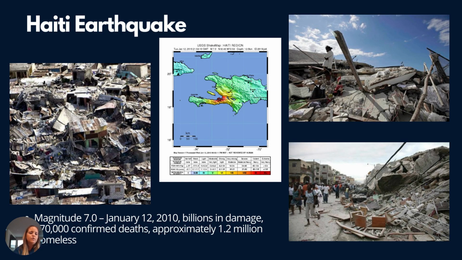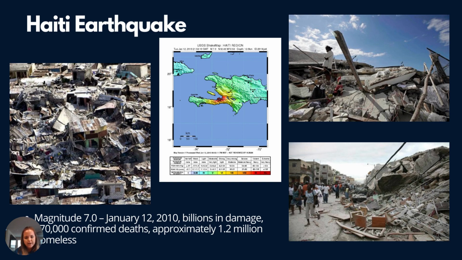Then we get into the devastating stories of third world countries. So we just talked about California and Japan, which have significant earthquakes, but a lot of the engineering there is pretty well developed that even though there is a lot of damage, not everybody's left homeless. We don't have as many people die. But in places like Haiti, when an earthquake hits, it is absolute devastation. So this is the 2010 Haiti earthquake, which was a 7.0 magnitude, for $1 billion in damage, 170,000 confirmed deaths, and approximately 1.2 million people homeless.